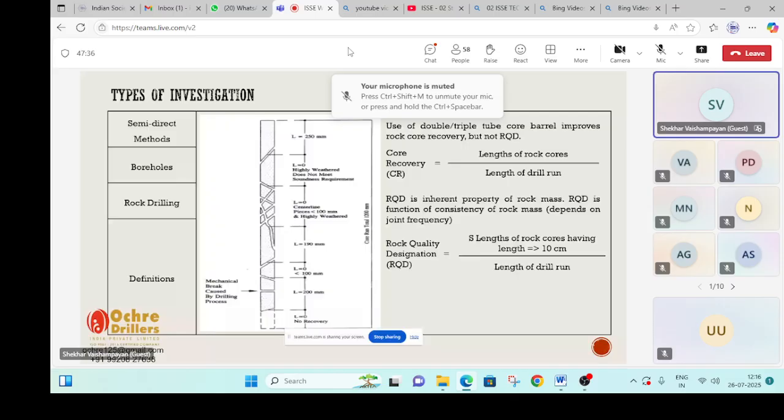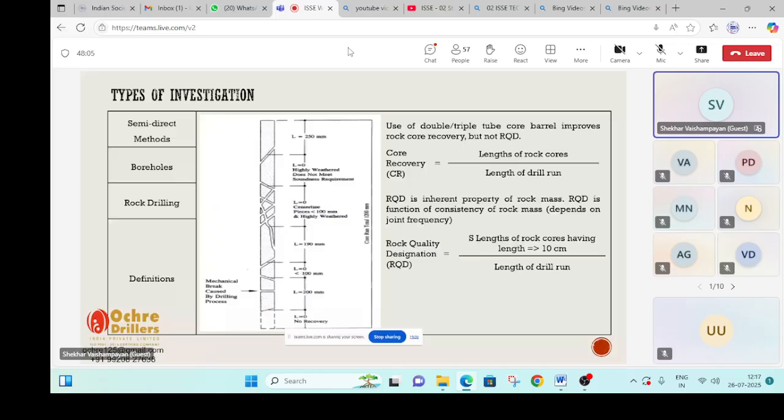The second one has a length of another 10 centimeters. Then we have one of 190 mm, not 190 millimeters. These three pieces are more than 10 centimeters. Now these three pieces are summed up together again. Take the total of those three lengths, the summation of the lengths of the rock cores having length more than 100 mm, divided by the length of the drill run, and that becomes your RQD.